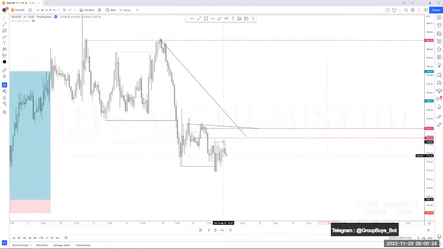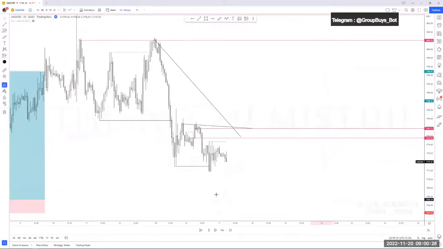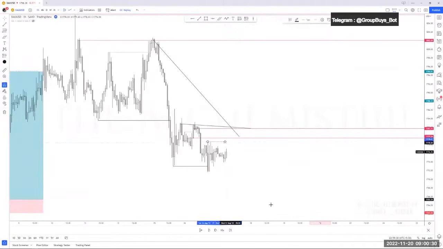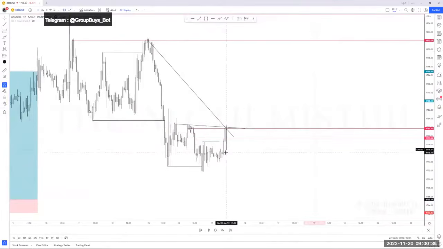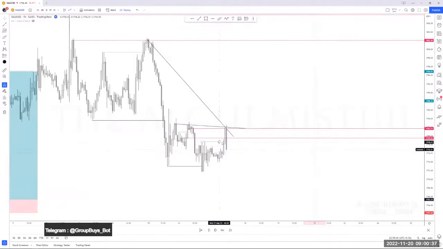Patiently wait. The next thing I'll be waiting for is what? Timing. Okay, I'll be waiting for timing. So this move happened. This was the Asian high. This happened right at London kill zone, 11:30 a.m. my time. There it goes.